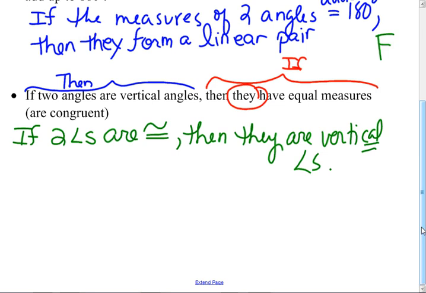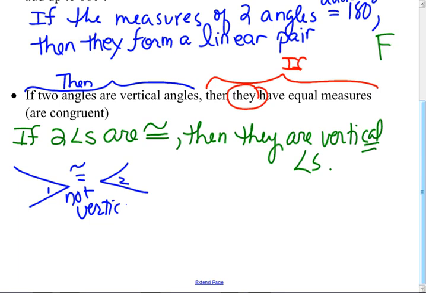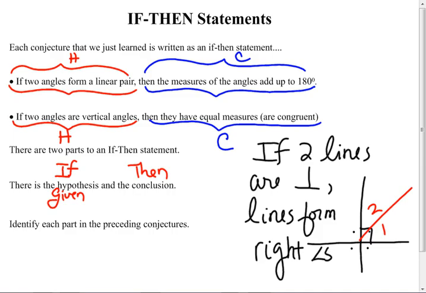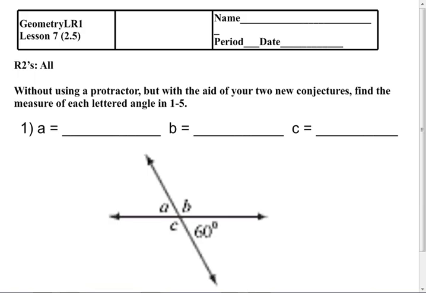Is this a true statement? If I have two congruent angles, are they vertical angles? Not necessarily. Excellent. Angle 1 is congruent to angle 2, but they're not vertical because they're not connected. So that's the problem with the converse. And that's it. There's the assignment.